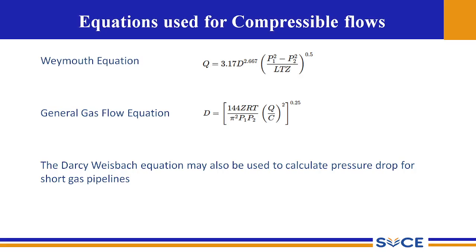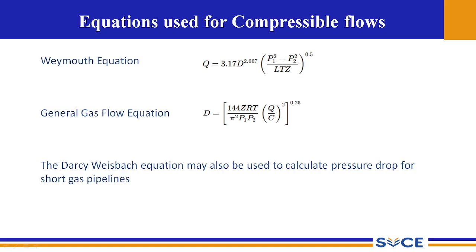A few equations that may be used for compressible flow calculations include the Weymouth equation, which is used for long transmission gas pipelines. Here the flow rate Q is given as 3.17 multiplied by the inside diameter of the line to the power of 2.667, multiplied by the difference in pressure squared, divided by the length of the pipeline, temperature, and the compressibility factor Z, whole to the power of 0.5.